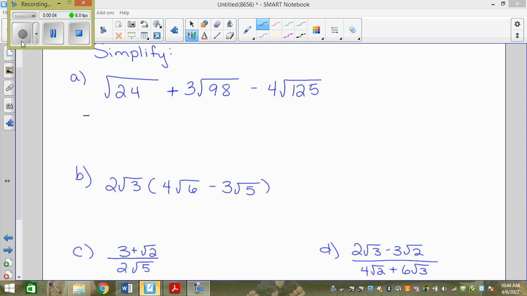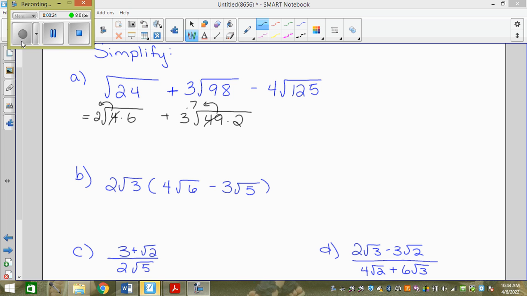4 and 6. So we square root 4 and 6, take the 4 out, and you get 2. 98 can break down into 49 and 2. The 49 comes out and it's a 7.